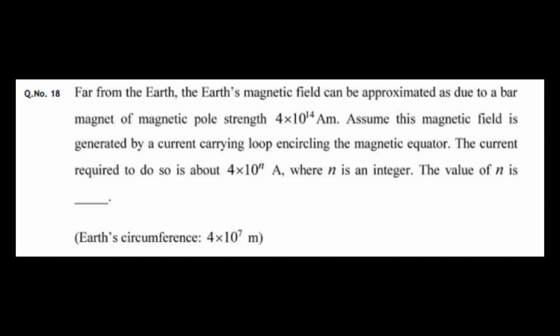In this question, they have approximated the Earth's magnetic field as due to a bar magnet of magnetic pole strength 4 into 10 raised to 14 ampere meter. And this approximation has been taken at a distance far away from the Earth. They have also assumed that the magnetic field generated in the magnetic equator is due to a current carrying loop of current 4 into 10 raised to n ampere. And they have asked us to find the value of n in the current I.